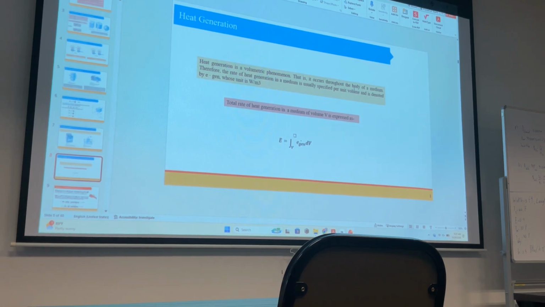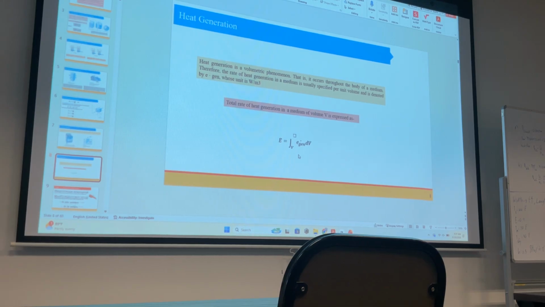Therefore, the rate of heat generation in a medium is usually specified per unit volume. Okay? And is denoted by small e, where E is generation, okay? Heat generation, and V is the volume of that object. That object can be a rectangle, can be a sphere, can be a cylinder.